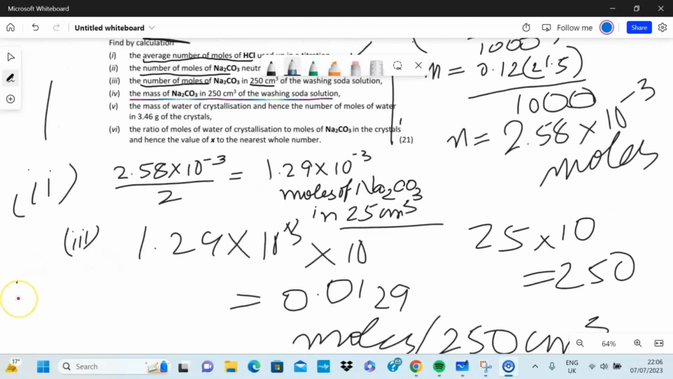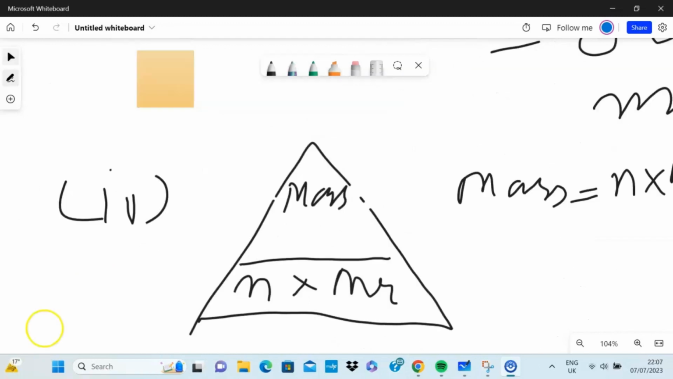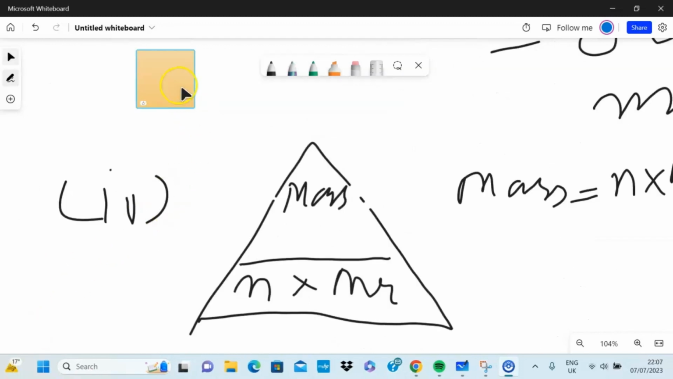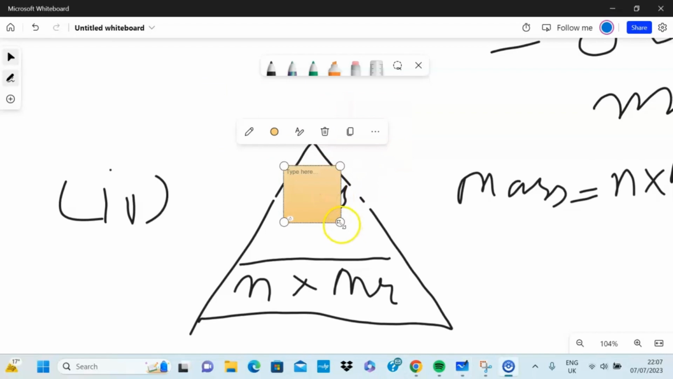Next up, find the mass of Na2CO3 in 250 of the solution. So to find mass, you go back to your favorite triangle: mass divided by moles multiplied by relative molecular mass. You cover what you need, so that's mass. That gives me the formula n multiplied by mR.